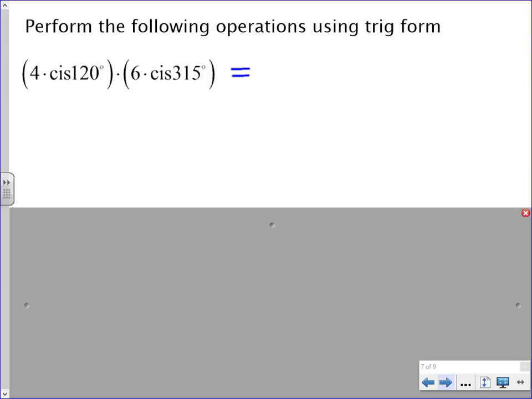Since this is a multiplication problem, what do we do with 4 and 6? We multiply them. 120 and 315, what do we do with those two numbers? We add them, so we get 435. Is this a full credit answer?